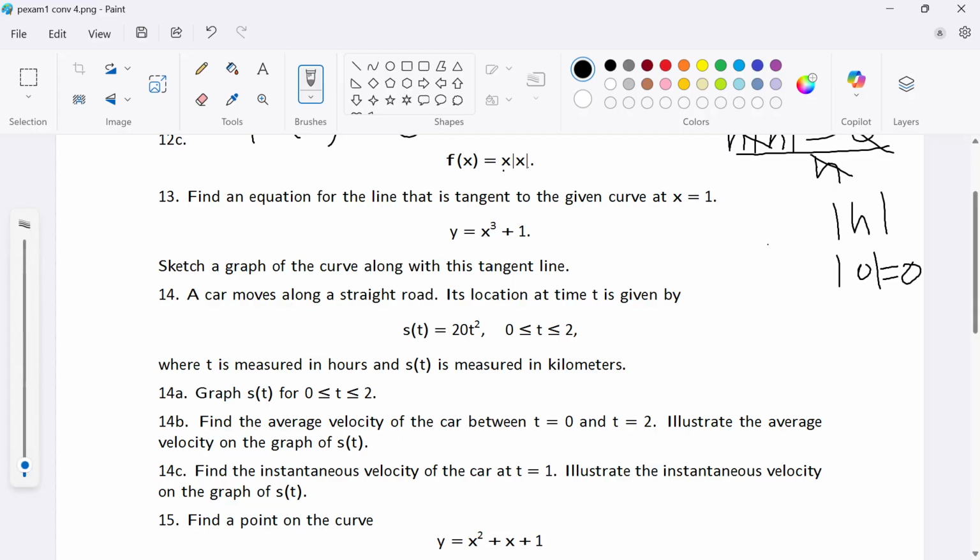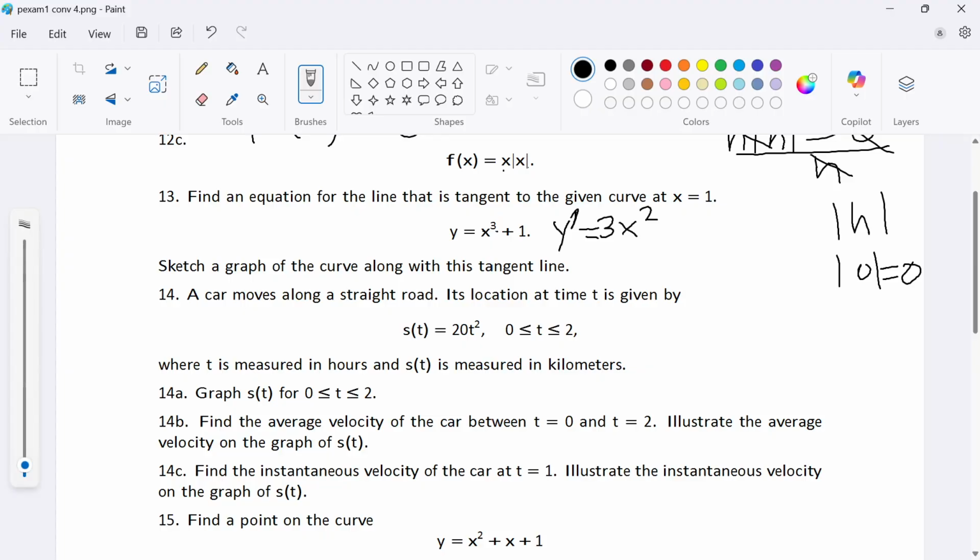Okay, find an equation for the line that is tangent to the given curve at x equals 1. So I have to find the slope of that line, so I will take the derivative of this and then plug in x equals 1, and that will give me the slope. And I'm not going to use the definition of derivative. I'm going to use the power rule. I take the exponent and put it in front of x, 3x, and then I subtract 1 for the power, so it's 3x squared, and then the derivative of 1 is just 1. It's already x to the 0 power, so there's nothing there. And so y prime, or the derivative, equals 3x squared.